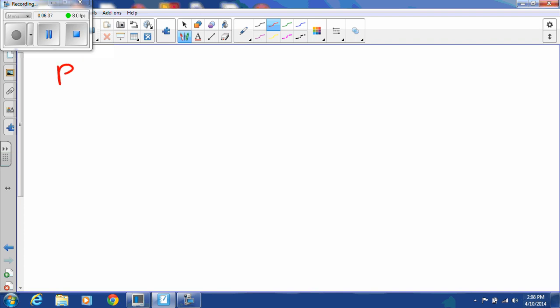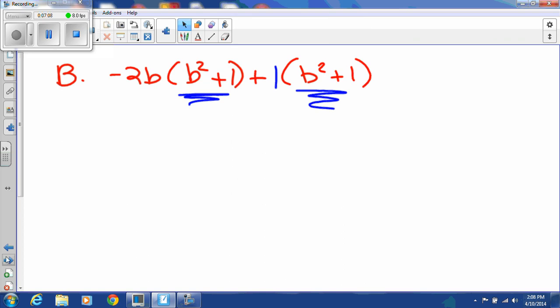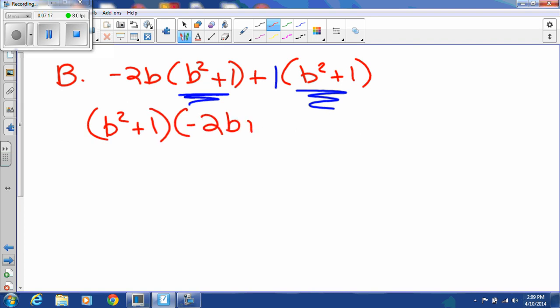You can do the same thing with a negative coefficient. Negative 2b times b squared plus 1 plus b squared plus 1. This time, if you'll notice, there is not a number in front of the second binomial. We're going to put a 1 there, the ninja 1. You should also notice that we have a common factor of b squared plus 1. This is the factor that we're pulling out front. Our factored form is b squared plus 1 times negative 2b plus 1.